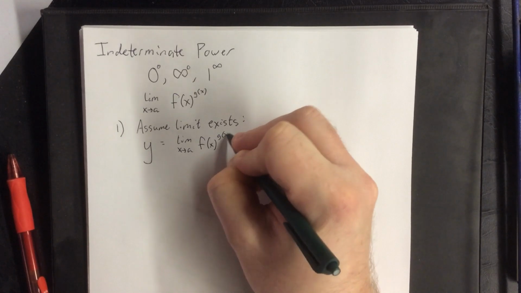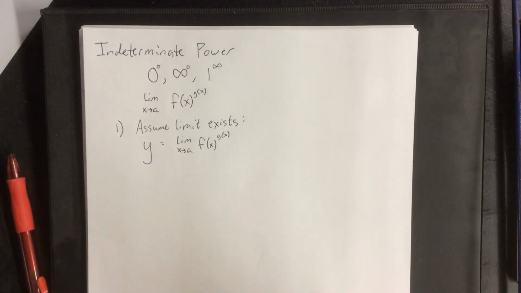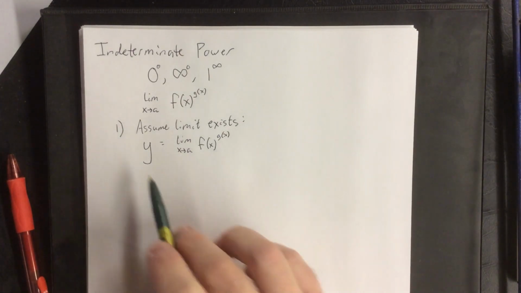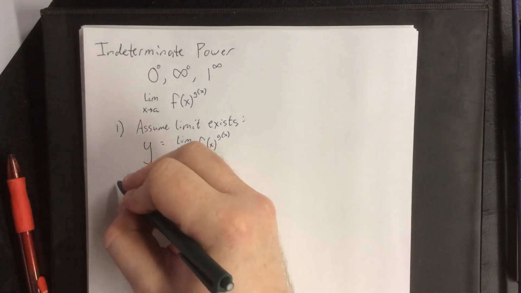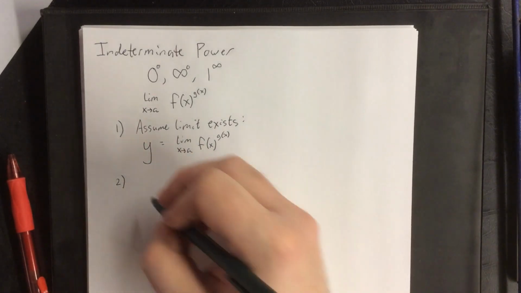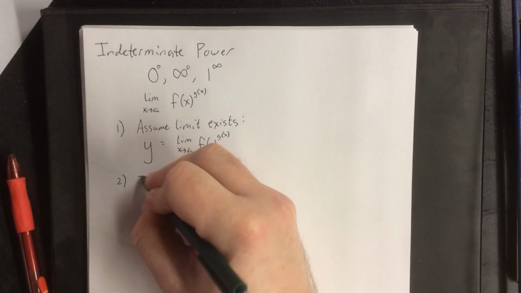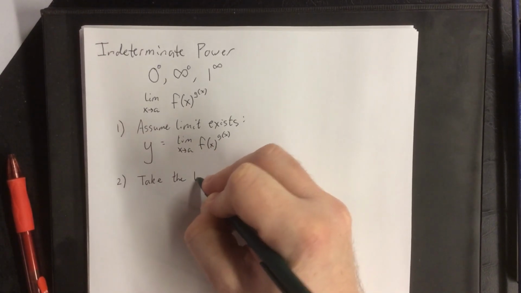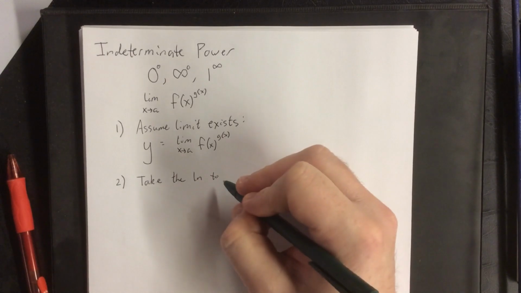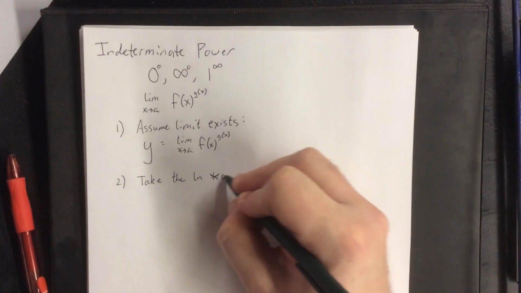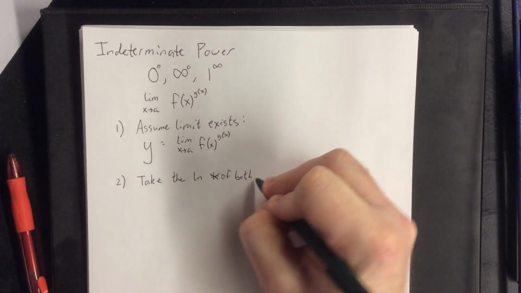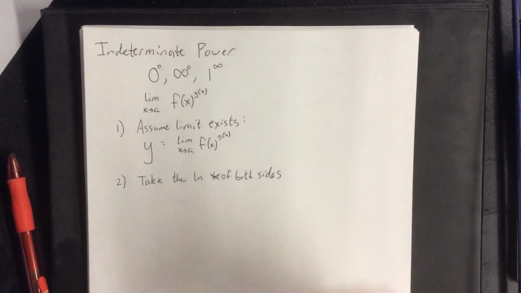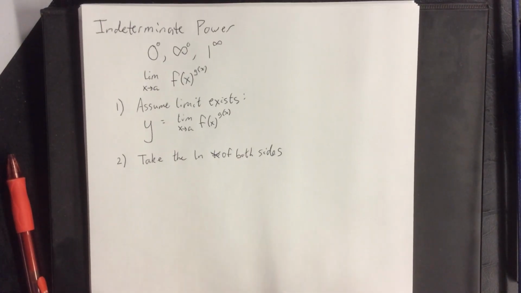So I guess maybe a catalyst variable would be good for my chemistry people. So we assume that the limit exists. We call it a name. If you would prefer to refer to it as some other name, that is totally fine. What we're going to do then is, because we now have an equation, we're going to apply a natural log to both sides. So we take the natural log of both sides.